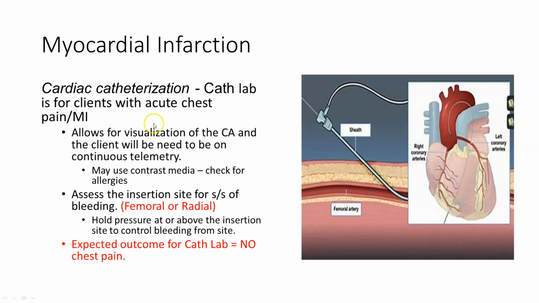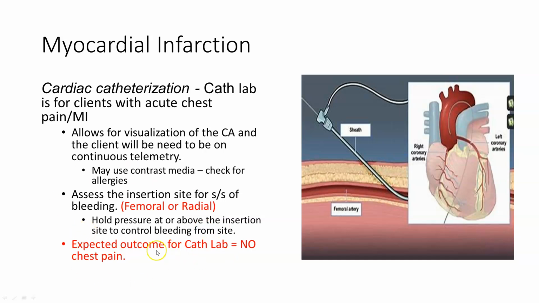We know that that catheter is going to allow for a visualization of the coronary arteries. Again, we may use contrast media, so we need to check for allergies. We need to check for kidney function. We do want to frequently assess for bleeding at the insertion site once they're coming back up to us on the unit, whether that be femoral or radial. Usually they're going to have a dressing or a TR band on there to help prevent bleeding.